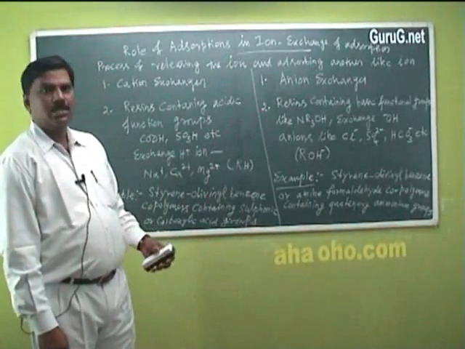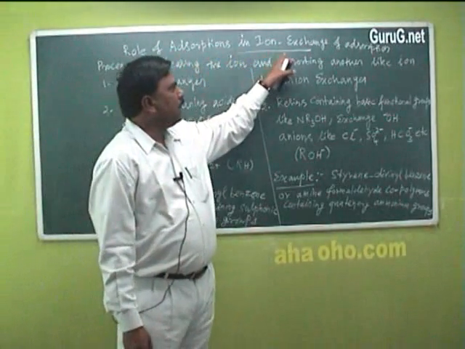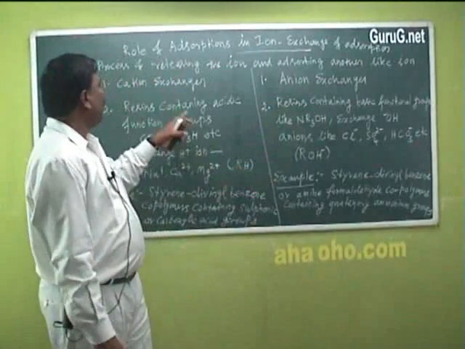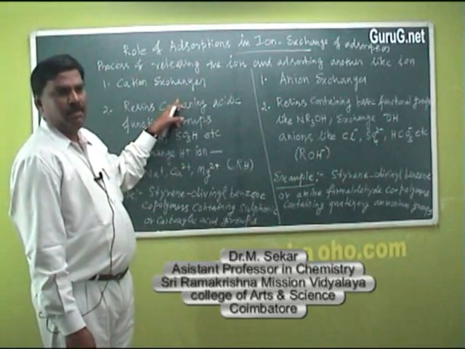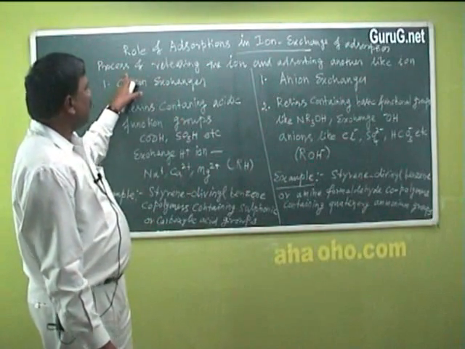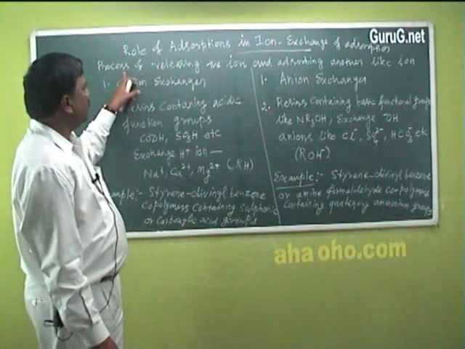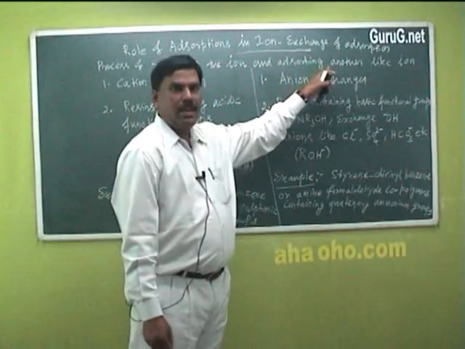Next is applications of adsorption. The first one is the role of adsorption in ion exchange adsorption. The ion exchange process is used to purify water, such as mineral waters. That is nothing but softening of water. First, what is ion exchange? Ion exchange is nothing but the process of releasing an ion and absorbing another like ion.